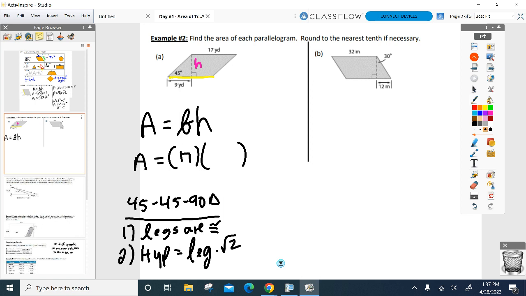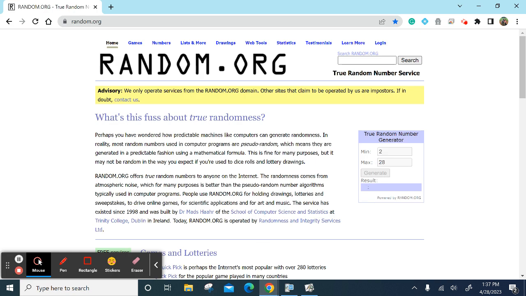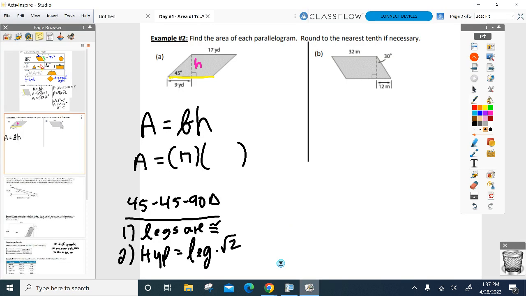All right, now go back to the diagram. What is the height then? Is that a leg or a hypotenuse? The height is what, leg or hypotenuse? Leg. The other leg was 9. They're congruent. My height is 9. Boom.